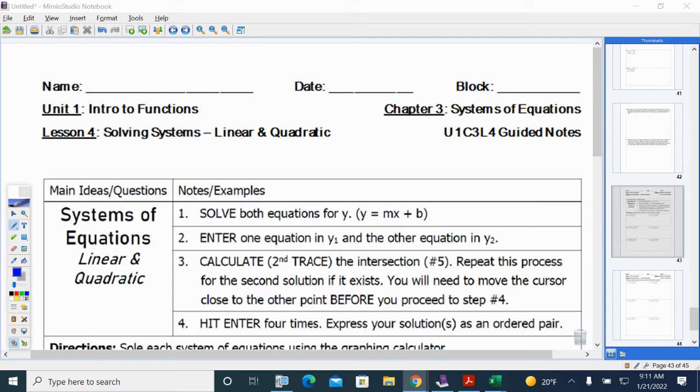This video is on Unit 1, Chapter 3, Systems of Equations, Lesson number 4, Solving Systems, focusing on linear and quadratic functions. So in this lesson, the system is going to have a linear equation and a quadratic equation. Slightly different than what we've done so far in this chapter.